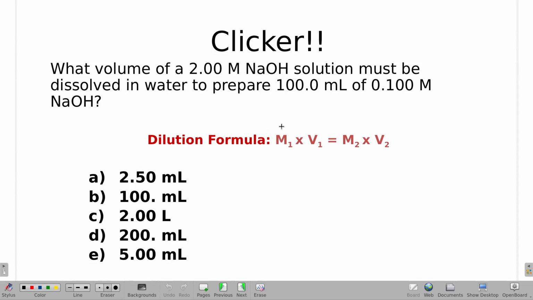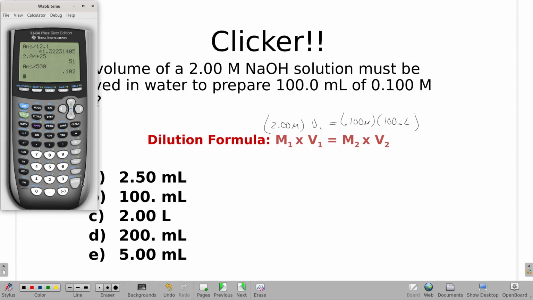Alright, so we want to make a 2 molar solution. We don't know what volume we want, but we want to make from it 0.1 molar, and we want 100 milliliters of it. So 0.1 times 100 divided by 2 is 5, and it'd be milliliters.